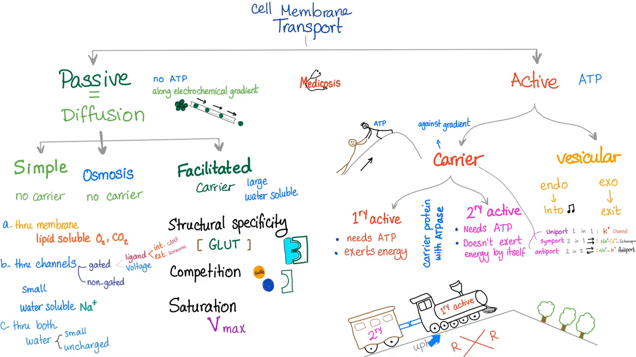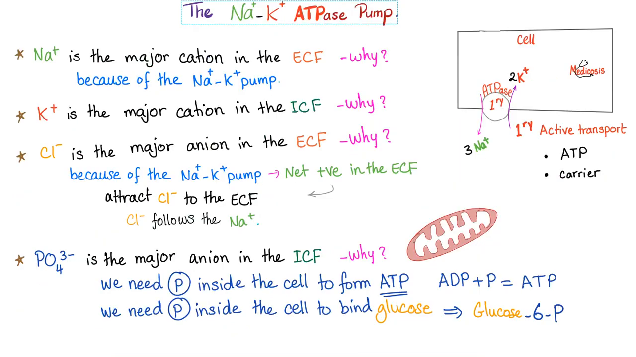Can you give me an example of primary active transport? Sure, it's the sodium-potassium ATPase pump. It's ATPase because it has ATPase activity, breaking down the ATP into ADP and phosphate. And of course, when you break that bond, you release energy. That's why it needs energy. Okay, have you noticed that sodium is the major cation outside the cell? Yeah, have you ever wondered why? It is thanks to the sodium-potassium ATPase.